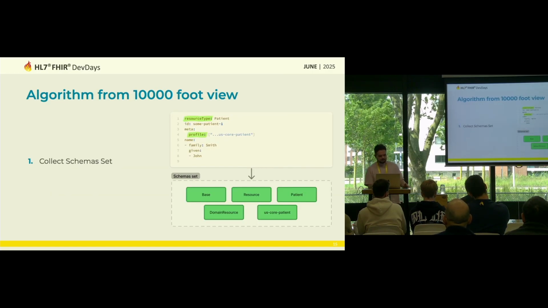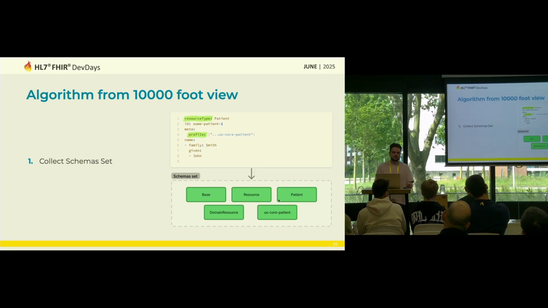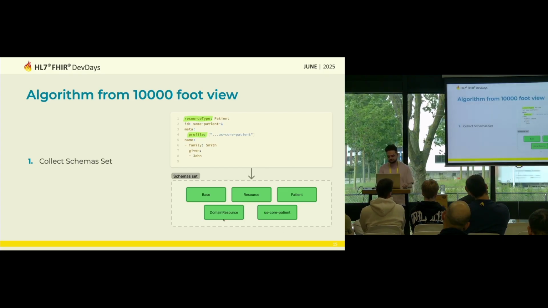So, the algorithm, from this super undetailed overview. Whenever we start validating some piece of FHIR data, we need to collect initial schemas. In this case, we have a patient record, so we know this is a patient, and we also have a reference to US Core. First of all, we obtain these two schemas, US Core patient and patient. By looking at the patient schema, we deduce that it has a base definition pointing to domain resource, and domain resource points to resource, and we collect this schema set.